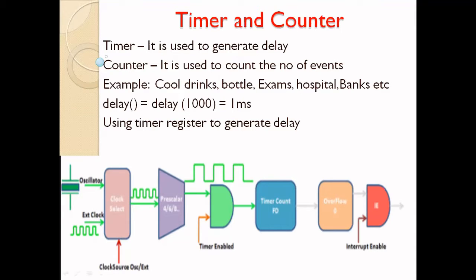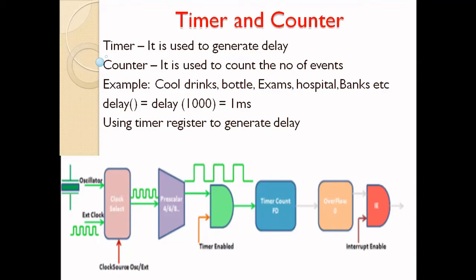So this is the block diagram of the timer and counter. First, there are 2 inputs: one is the oscillator, another one is the external clock. Oscillator means the operating frequency of the Arduino, which is 16 megahertz. That signal is given to the clock select. External clock means you can give any type of frequency, whether it is 50 hertz or 100 hertz, or any frequency we can give.